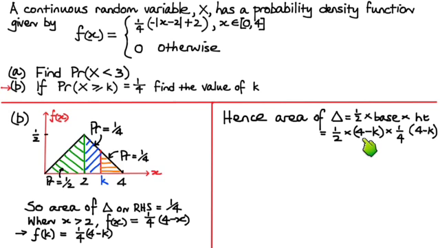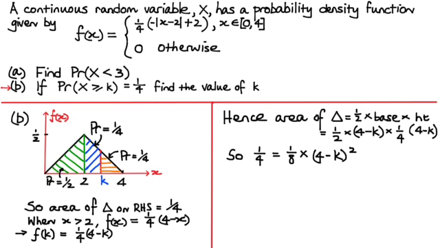Half of, now this is the base. Now the base is 4 minus k. Okay, the base length is 4 minus k. That'll come out to be positive because 4 is a bigger number than k, times the height, which I've just worked out over here, as you can see. That is the expression for my area. Just clean that up a little bit. That comes out to be 1/8 of 4 minus k all squared, and we know that that area is 1/4, don't we?